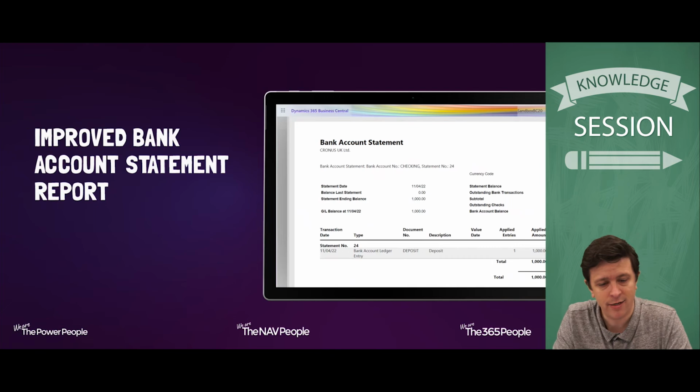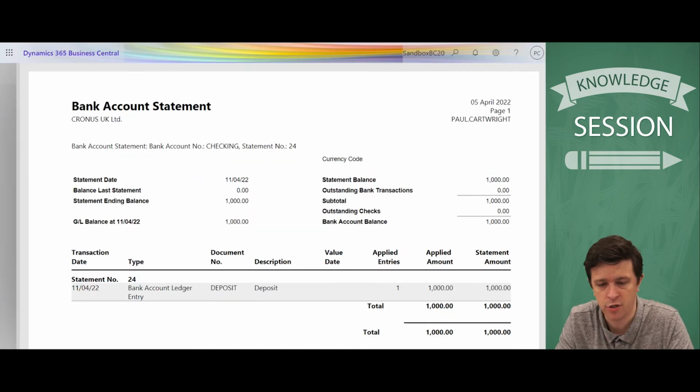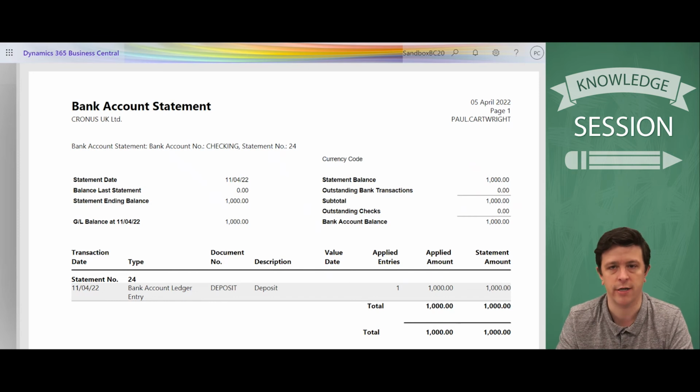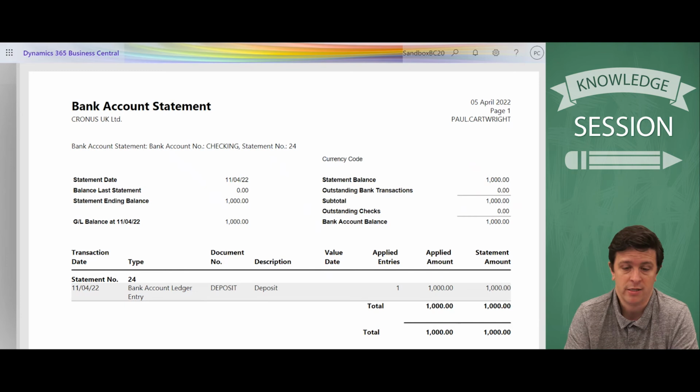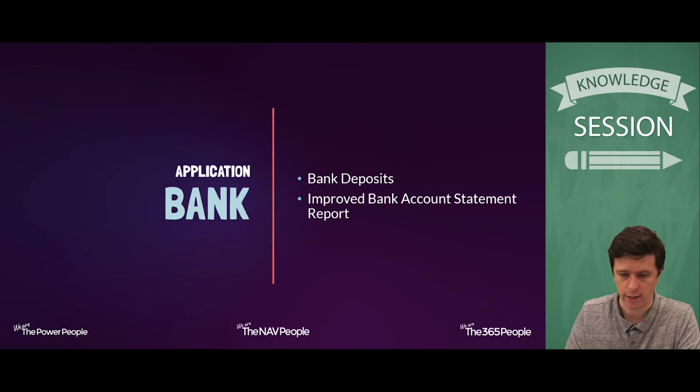The other thing in bank they've done is they've improved the bank account statement report. Not huge changes here, just a couple of minor changes. They've added the GL balance as of that date, and they've also added outstanding checks. I think, again, this is stuff that's come from the US localization primarily, but it's nice to see they've improved that statement report because it missed a few features before. So banks had some key things, primarily that bank deposit change is the big one.